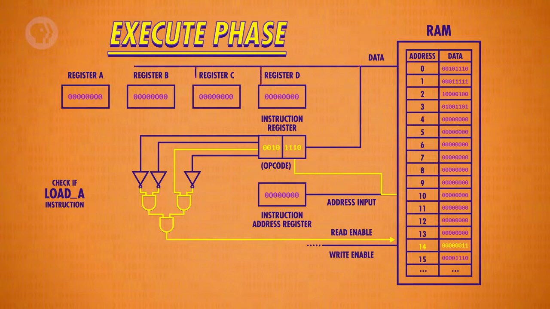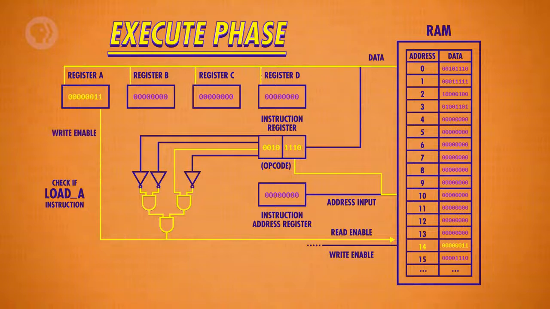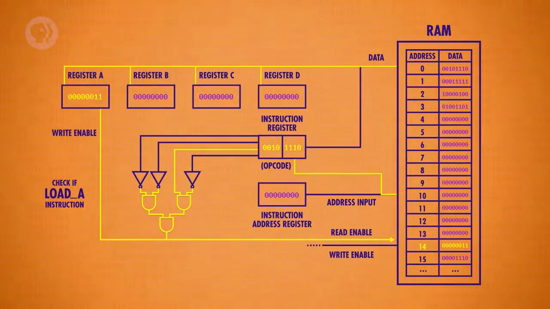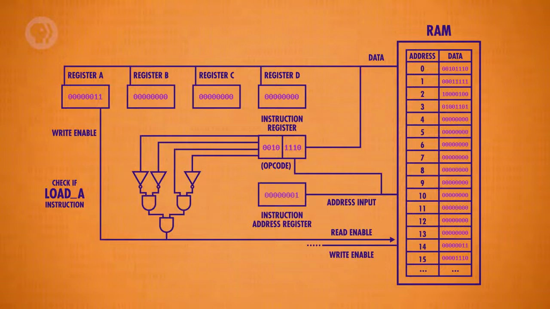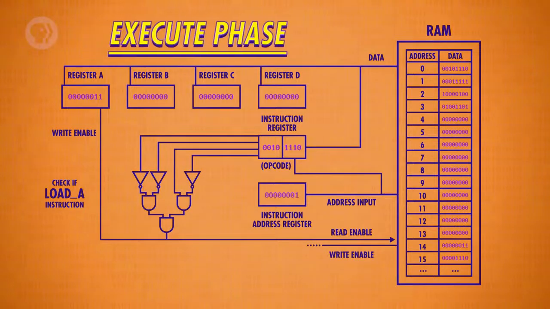So if we connect the RAM's data wires to our 4 data registers, we can use our load A check circuit to turn on the write enable only for register A. And there you have it, we've successfully loaded the value at RAM address 14 into register A. We've completed the instruction, so we can turn all of our wires off, and we're ready to fetch the next instruction in memory. To do this, we increment the instruction address register by 1, which completes the execute phase.